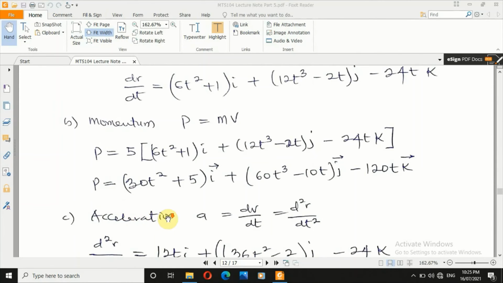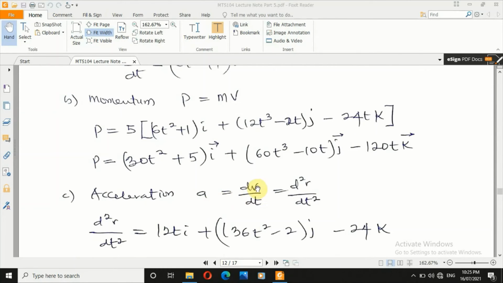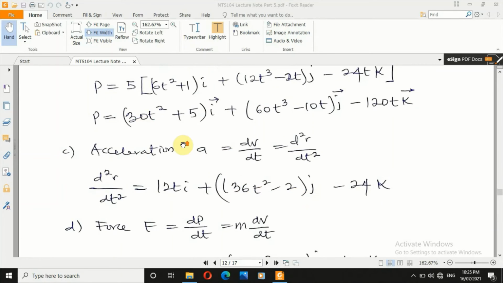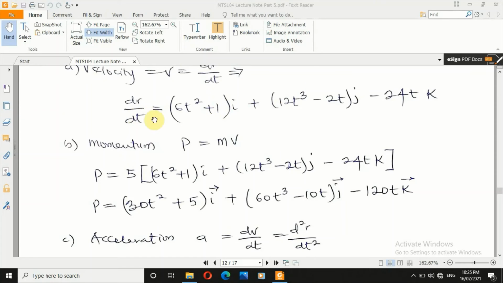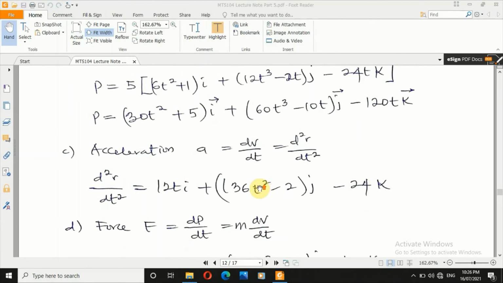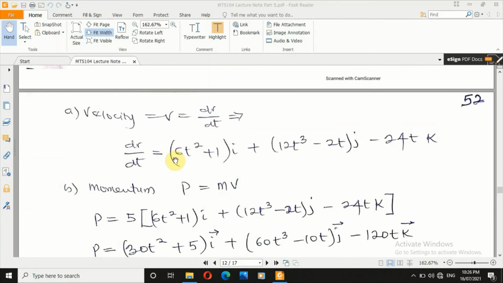Now what about the acceleration? Acceleration is the change in velocity per time, which is the second derivative of the position. So if we differentiate this again, are we together? Don't forget how to differentiate. I think you know how to do that. So if you have this, see from here, 2 times 6 will give me 12.